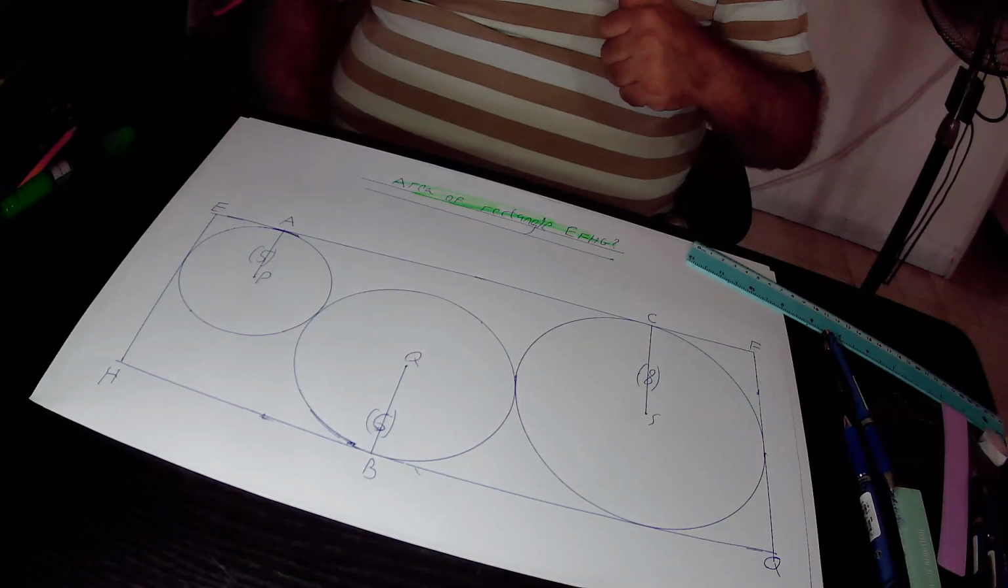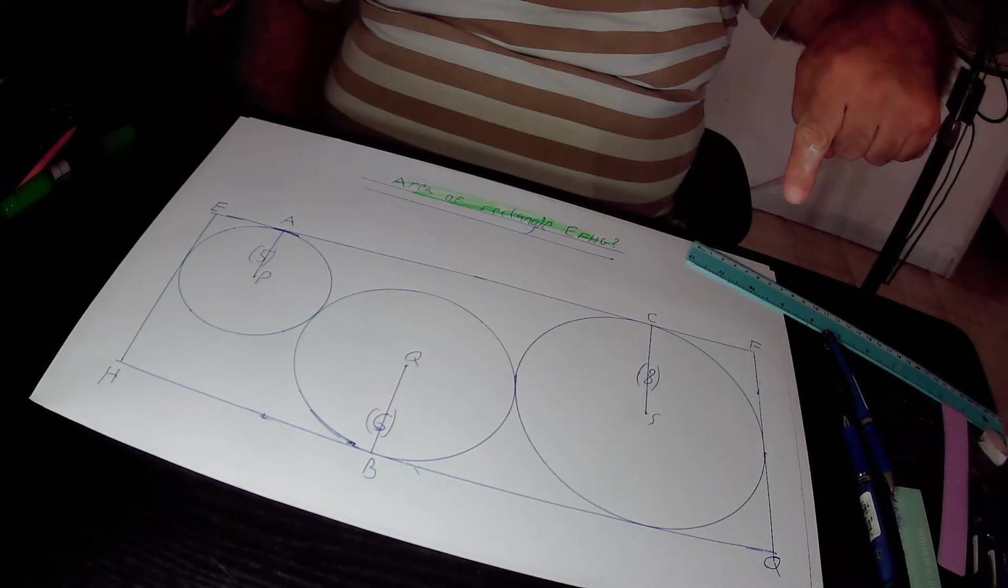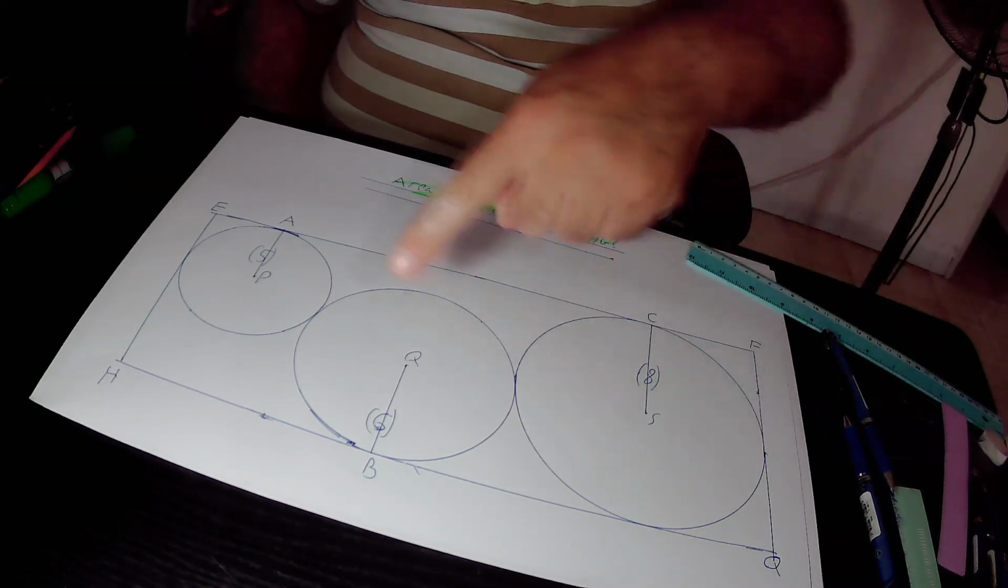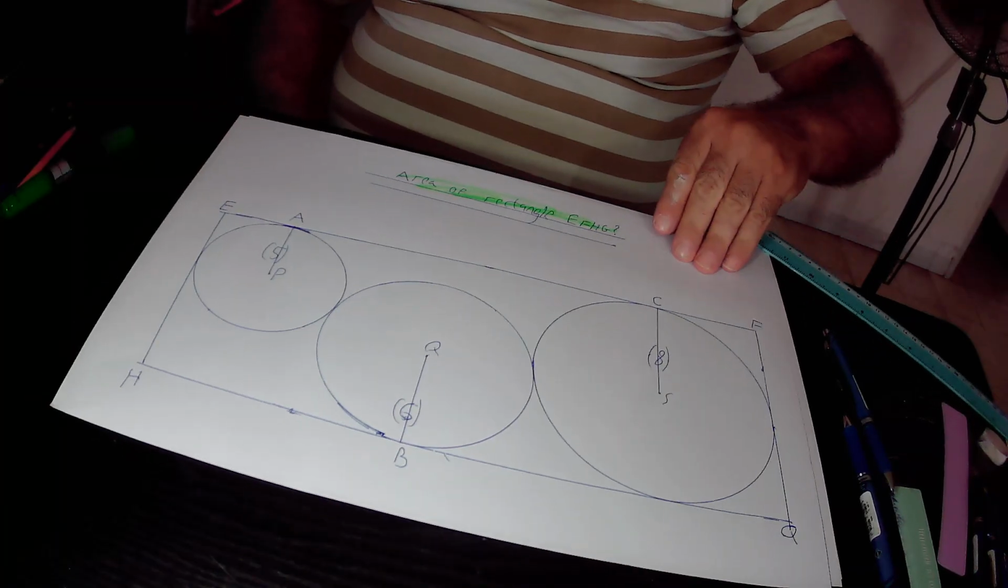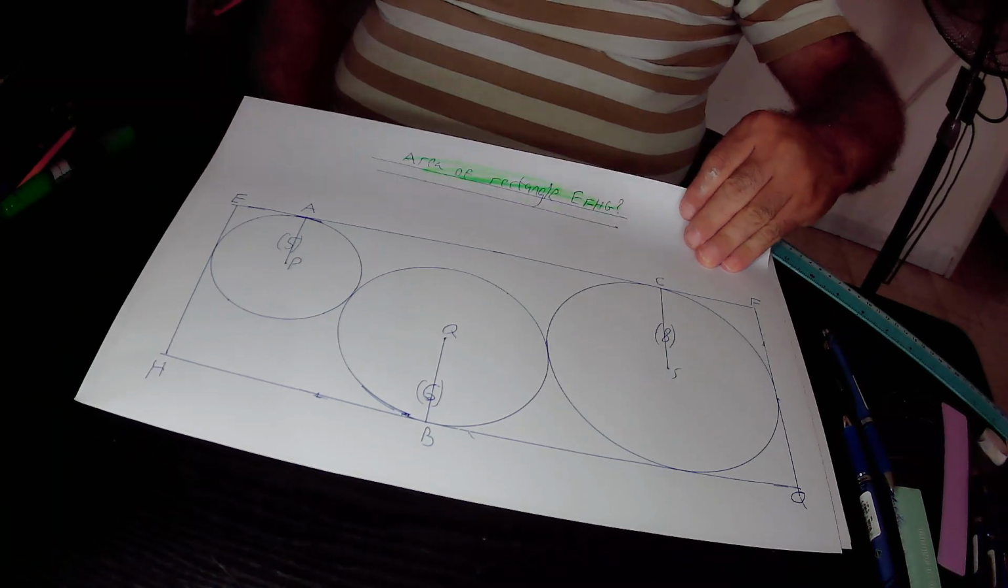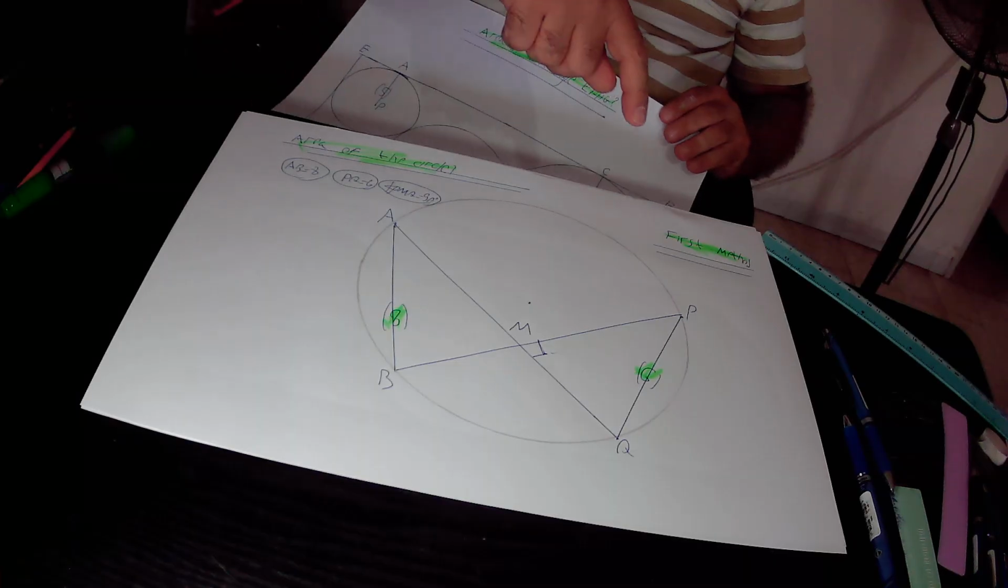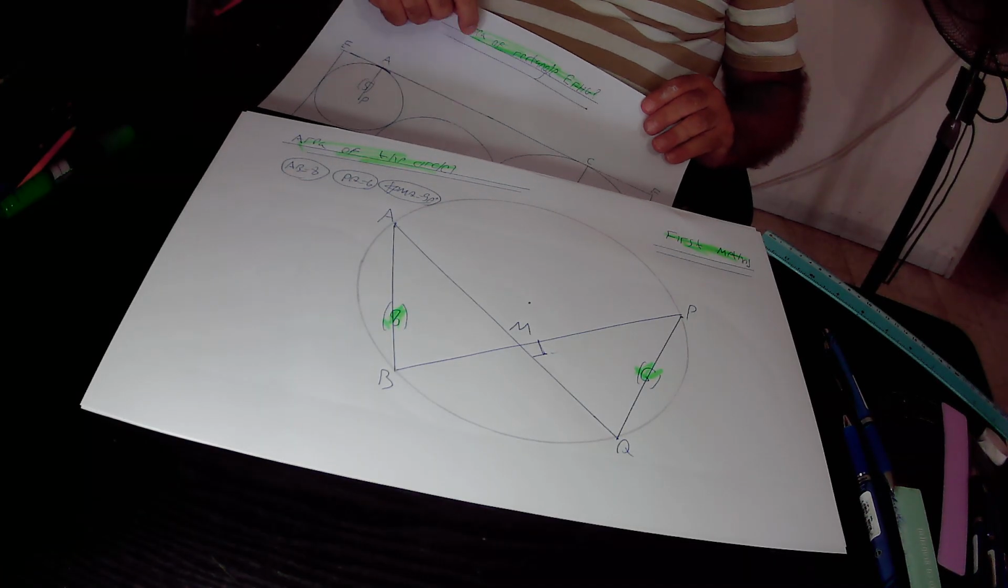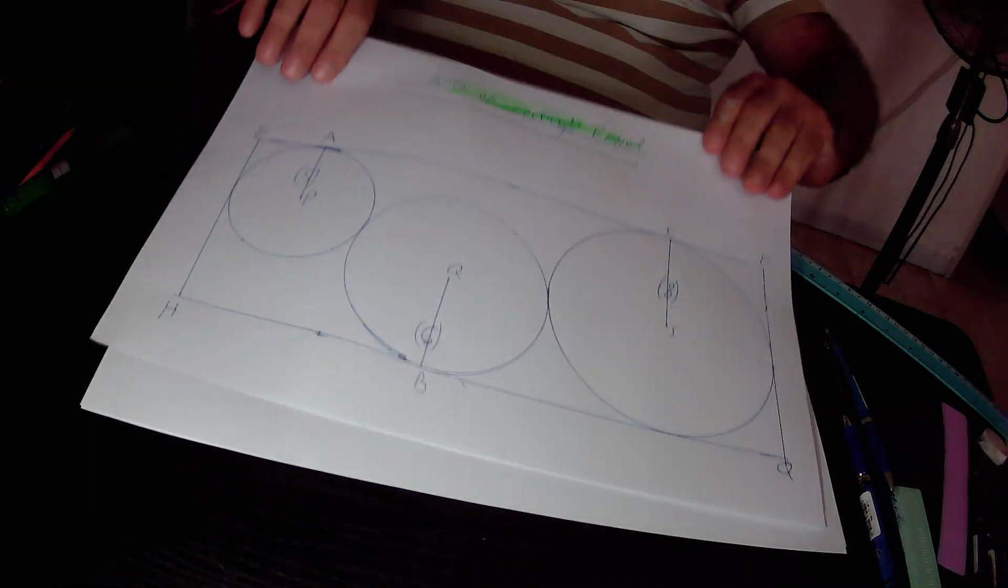Now in this lecture we'll answer two questions. In the first question we find out the area of this big rectangle EFQH, and in the second question we find out the area of this circle using two different methods. So we'll start with the first question.